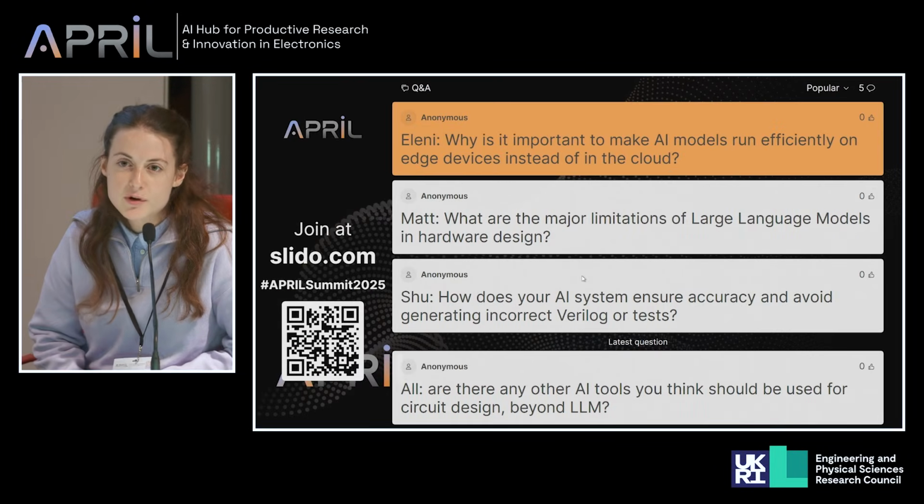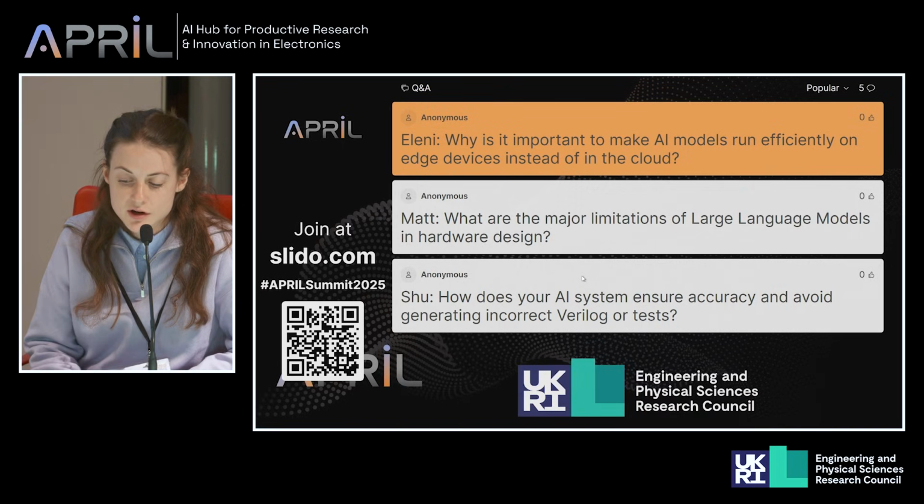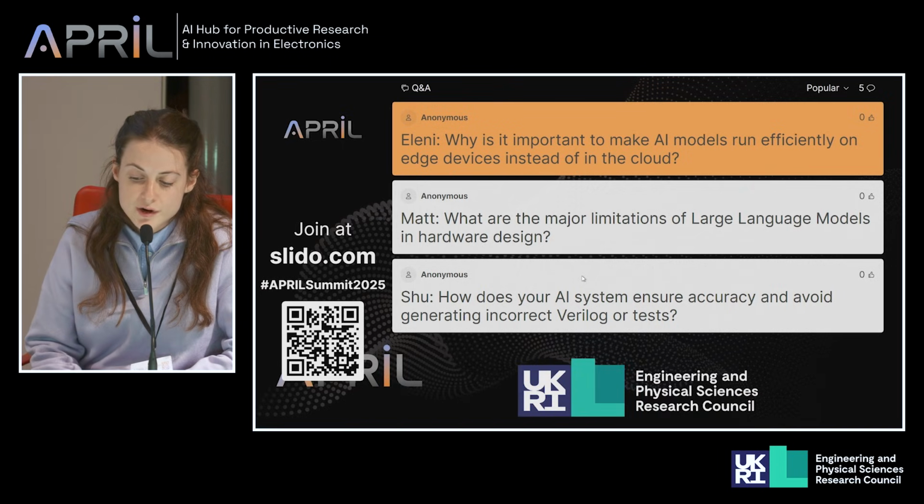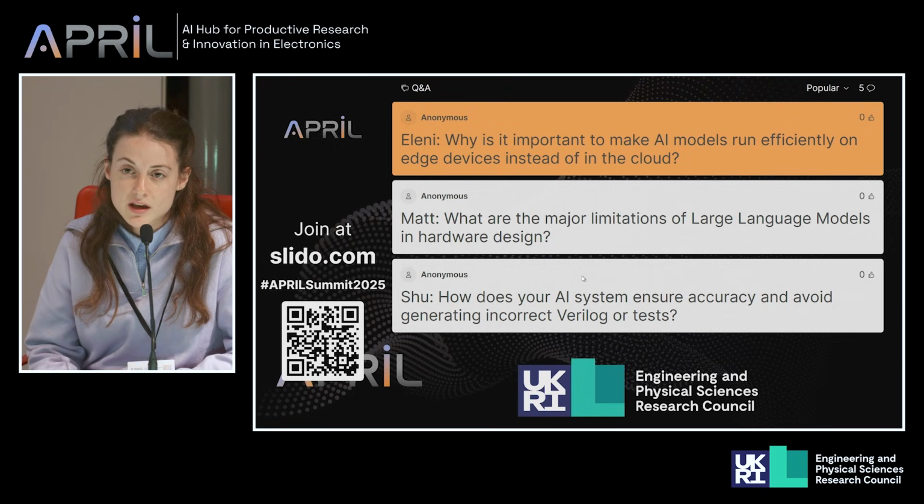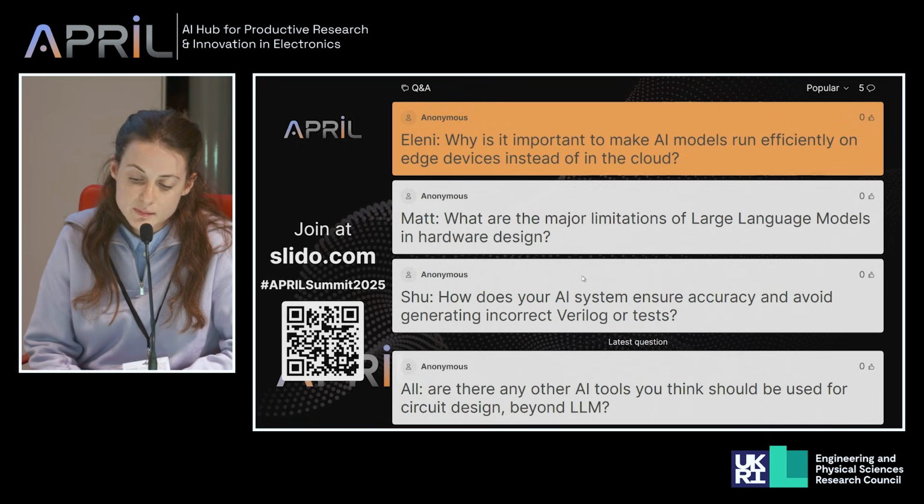Why is it important to make AI models run efficiently on edge devices instead of in the cloud? As I said, we have many benefits if we run, especially generative AI models, on the edge, because first of all, they are faster, they are energy efficient, and also we can have privacy because data doesn't have to move. And also these can open us to many new applications, like generating or fixing the resolution of images in real time on cameras or drones. So yes, I think it is really important, and there are many benefits of that.